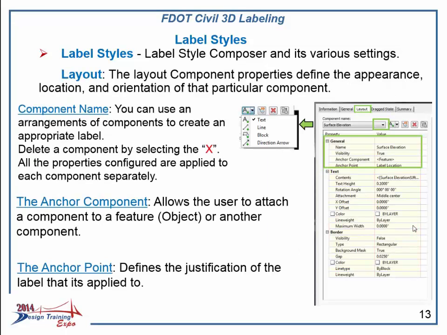The Layout component properties define the appearance, location, and orientation of that particular component. The Layout tab has 3 main areas: the component name, the anchor component, and the anchor point. For the component name, you can use an arrangement of different components to create an appropriate label, such as text, lines, an existing block, or a directional arrow that you want to include in your label style. Use the red X to delete a component. All the properties configured are applied to each component separately. The anchor component area allows the user to match a component to a feature, or object, or another component. The anchor point defines the justification of the label that it is applied to.